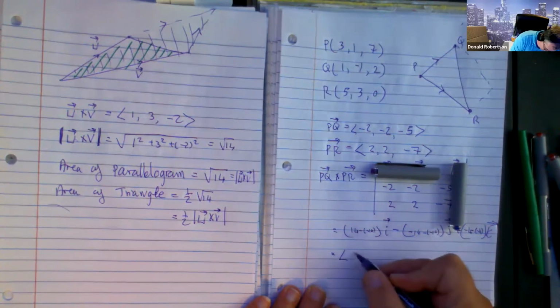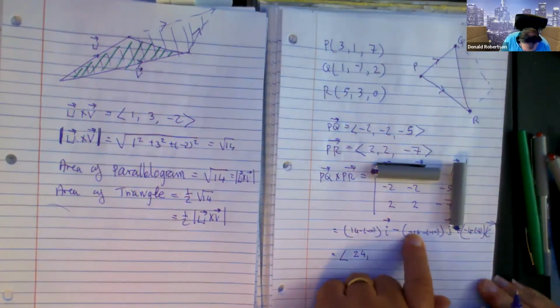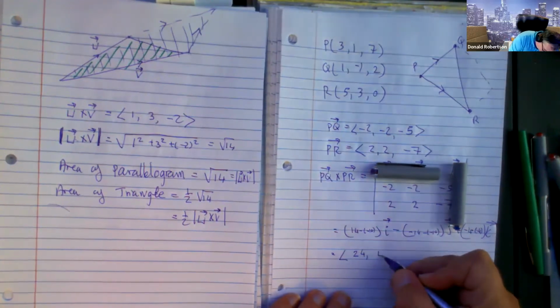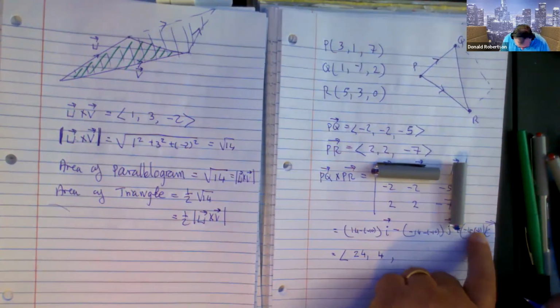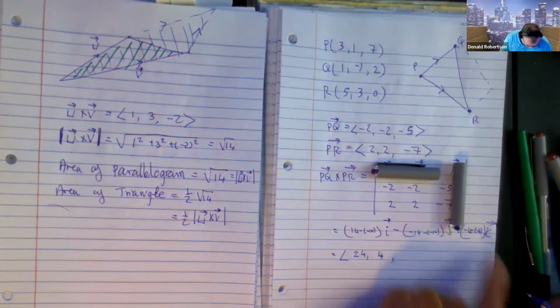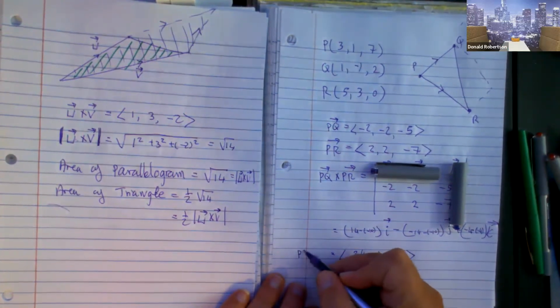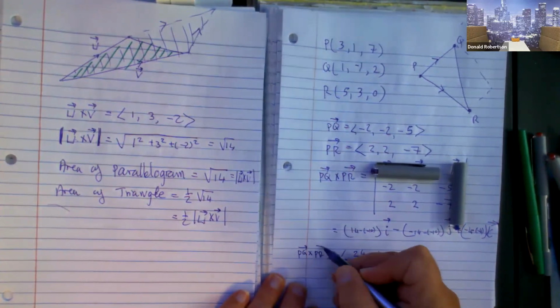That's 14 add 10, so you get 24. That's -14 add 10, so it's -4, but take away another negative gives you a +4. And this is -4, take away -4, -4 add 4 gets you 0. So here is our cross product of those two fellas.